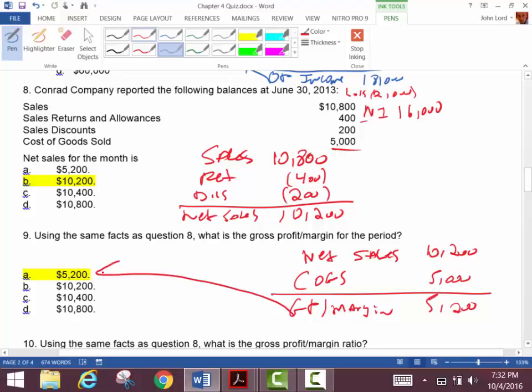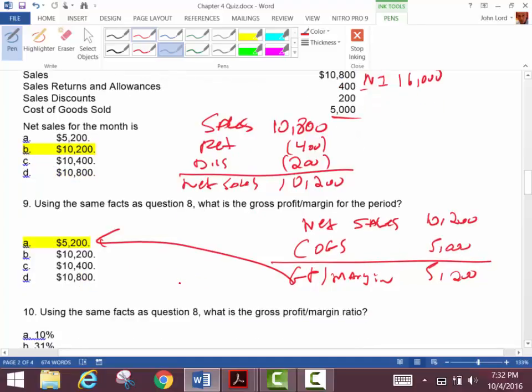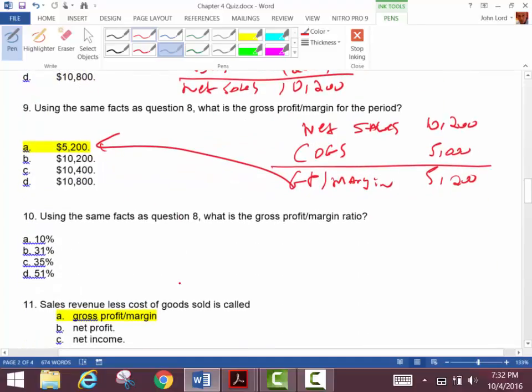I'm starting to think this test is going to be too easy if it's going to be like this. I got to write the department and tell them that we're making this too easy. We're destroying America. Okay. Probably the test's going to be harder than this anyway, but we'll see.